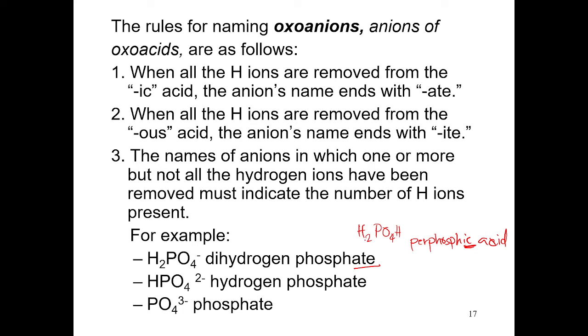And since not all of the hydrogen ions are removed, we have here two hydrogen ions or two hydrogen atoms. We have here dihydrogen. So same. So if we remove two hydrogen atoms in our phosphoric acid, we will have here hydrogen phosphate. And if we remove all of the hydrogen atoms, we will have here phosphate. Okay. So same goes for the hypo.